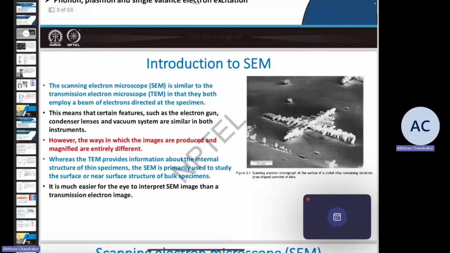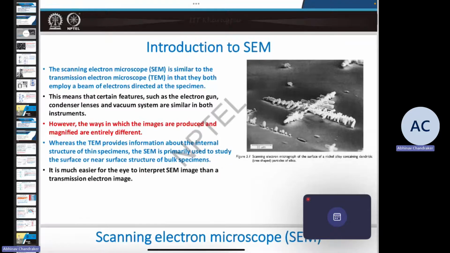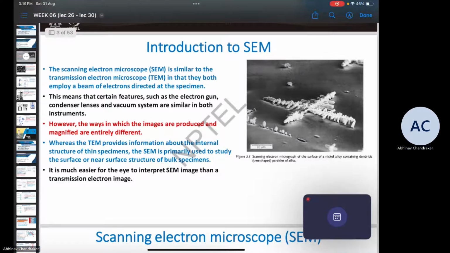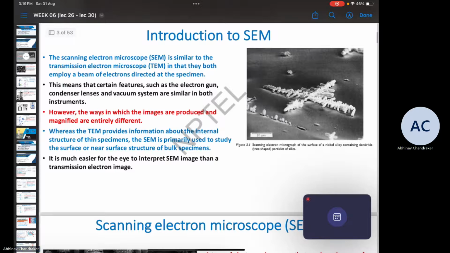Okay. The previous week's content was on the continuation of TEM, transmission electron microscopy. Now we'll look at SEM, scanning electron microscopy. Initially, in some of the early lectures, we had discussed the difference between SEM and TEM in terms of their uses.